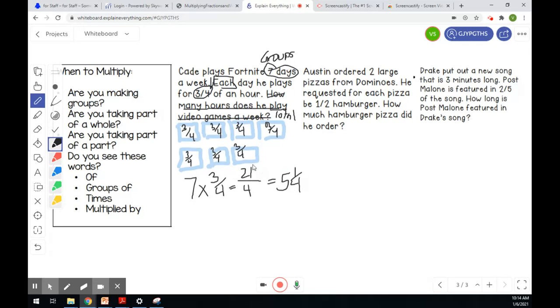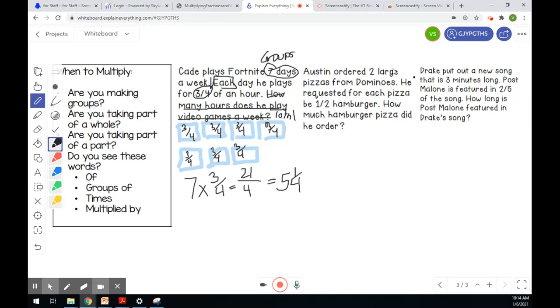If you have questions on how to take an improper fraction and change it into a mixed fraction, please let me know. If you can get this answer but you're struggling to figure out the mixed number, talk to me. Send me a message on Google. All right, so next one here.